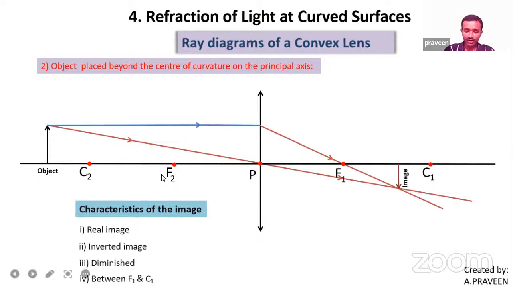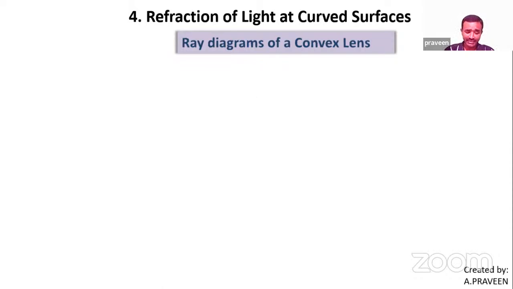Okay. Then we'll go for another position. The next position is simply here. The place of the object is the center of curvature. Exactly, it is placed at the center of curvature.